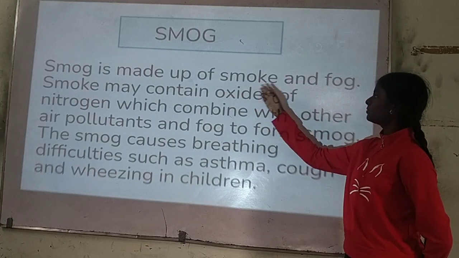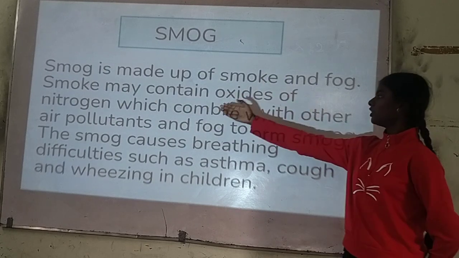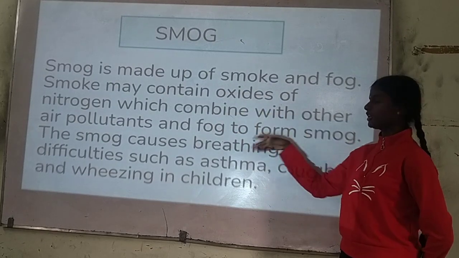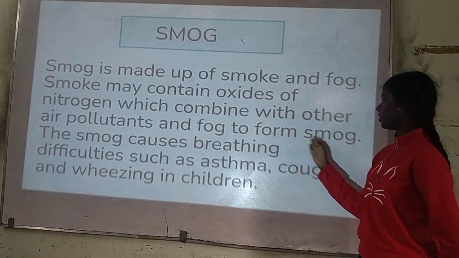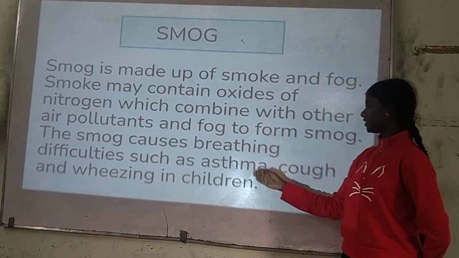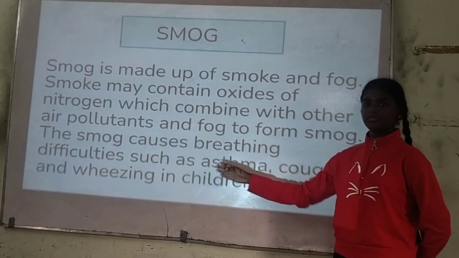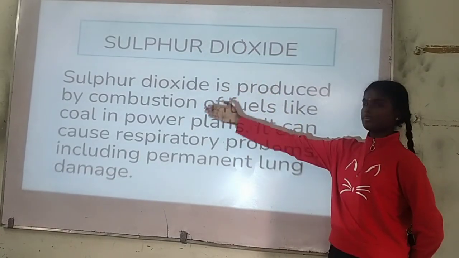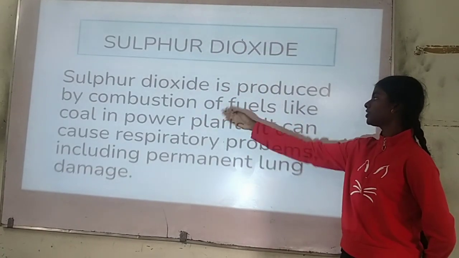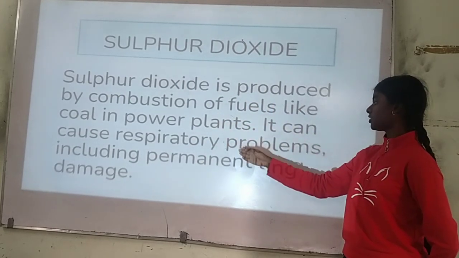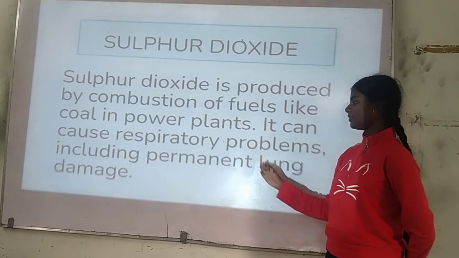Smog. Smog is made up of smoke and fog. Smog may contain oxides of nitrogen which combine with other air pollutants and fog to form smog. The smog causes breathing difficulties such as asthma, cough and wheezing in children. Sulfur dioxide is produced by combustion of fuels like coal in power plants. It can cause respiratory problems including permanent lung damage.